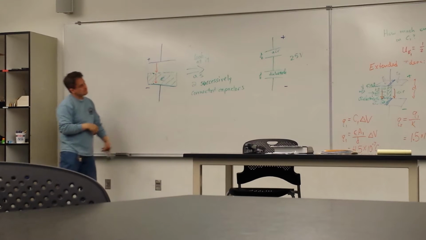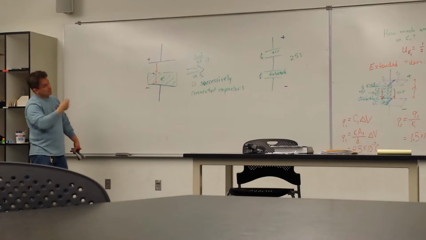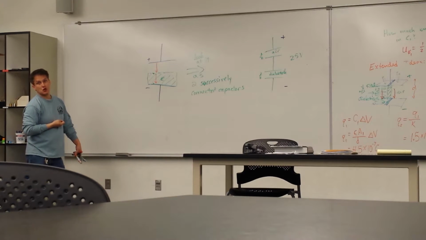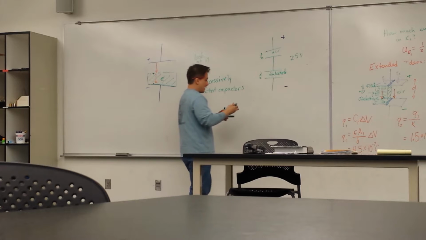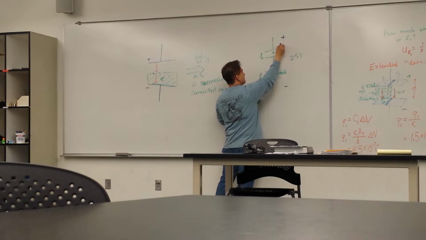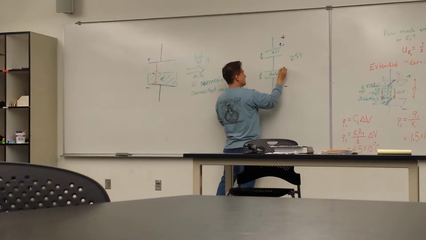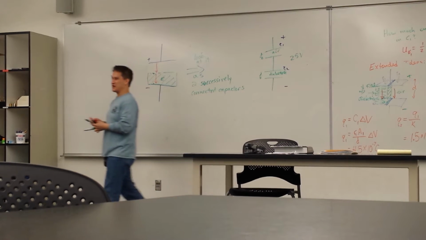So the question then becomes, how much charge is stored in this thing? How much charge gets stored? Let's call this Q1. Let's call this Q2. How much charge gets stored on each face of the capacitor?